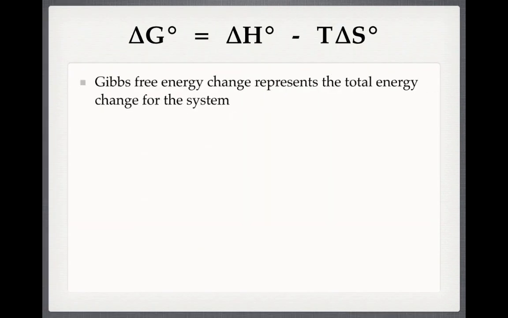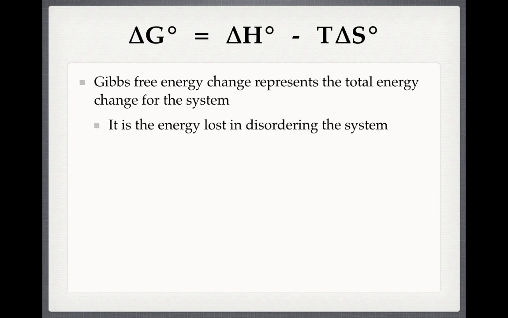Well, let's explore this equation just a little bit more. What the Gibbs free energy change really represents is the total energy change for the system. It's the energy lost in disordering the system. And it really tells us if the reaction has the energy to continue to disorder the universe or not. If it has energy to disorder the universe, then it will, and that makes that reaction spontaneous. And if it does not, then it will be non-spontaneous.